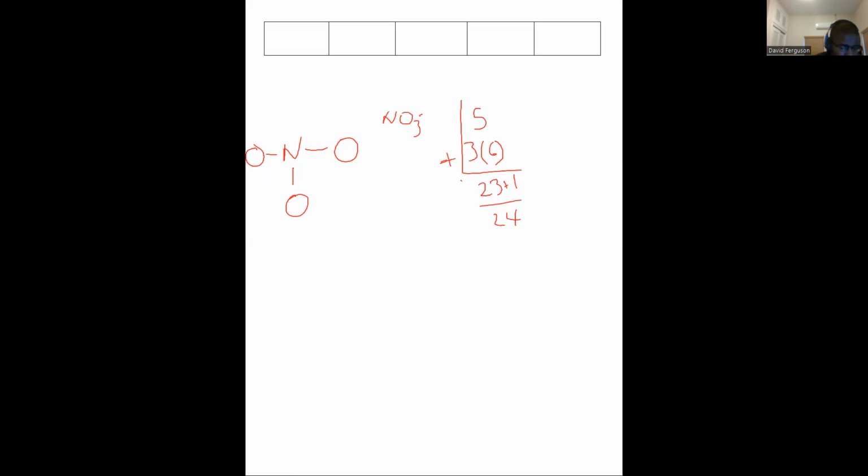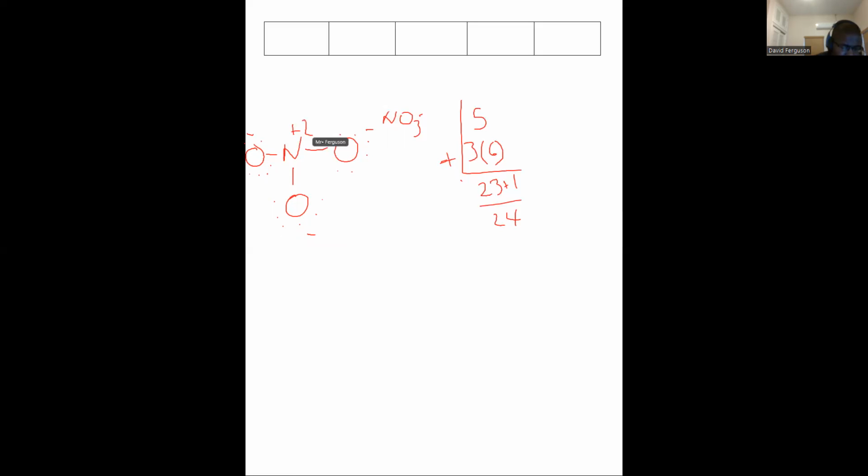So 24 minus 2, 4, 6. 24 minus 6 is 18. So we put dots on the atoms, 6 dots on each oxygen, and that accounts for all of the electrons. However, the issue that we have here is that this oxygen has a formal charge of -1, this has a formal charge of -1, this has a formal charge of -1, and this has a formal charge of +2.